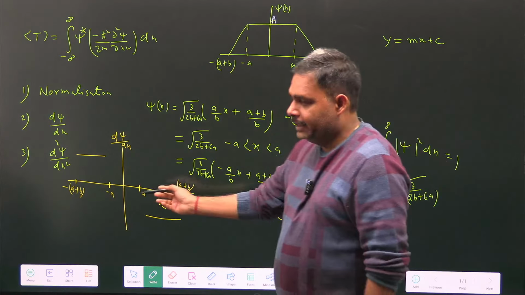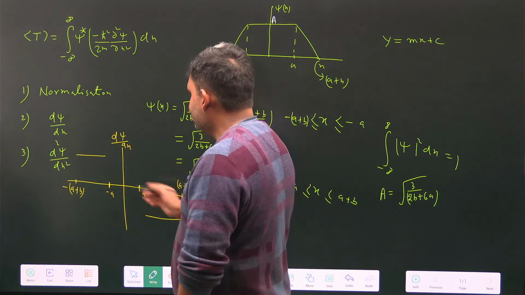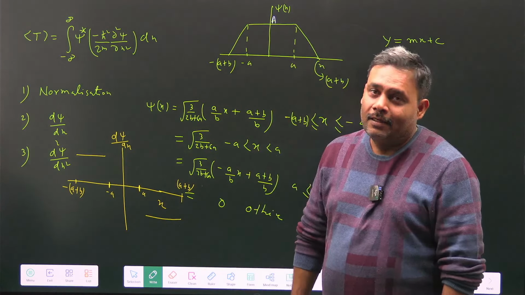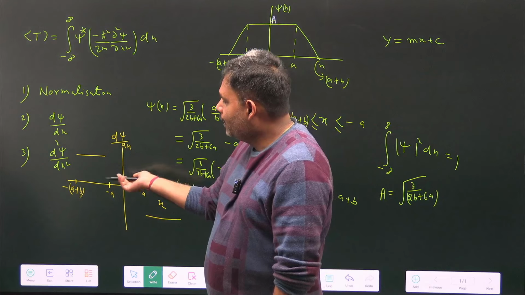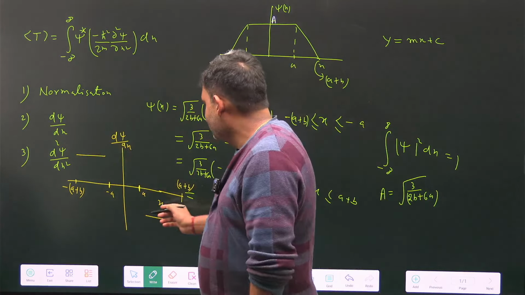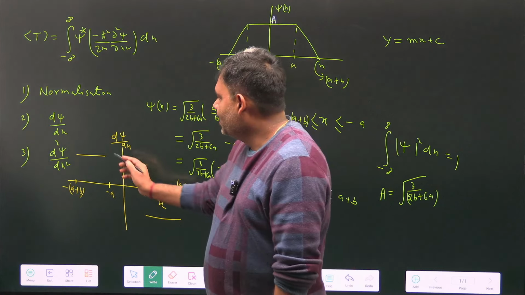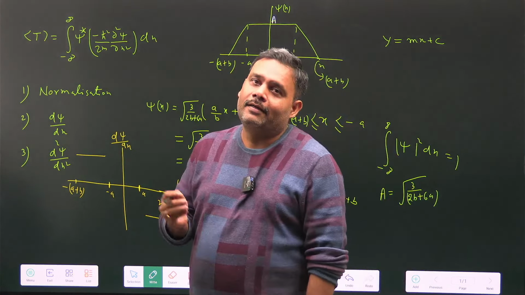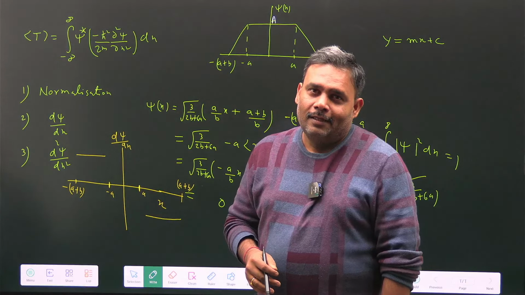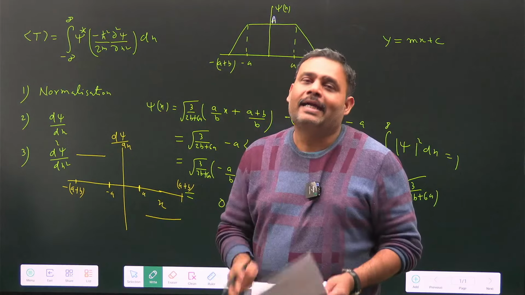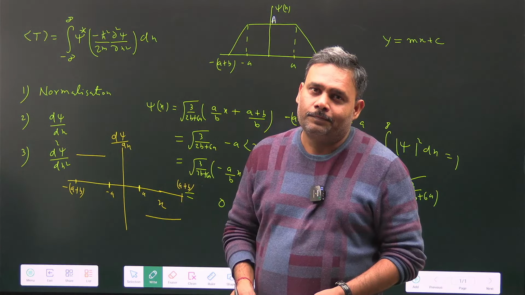What will happen? We can easily see that these two are straight lines, and this is something like a unit step function. So what happens when you differentiate it? Naturally, in this region it is zero, in this region it is zero, but at these two points it is actually a Dirac delta function. So this is the catch in this particular problem.